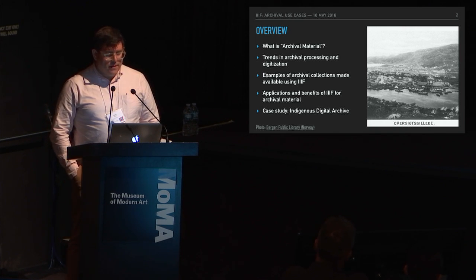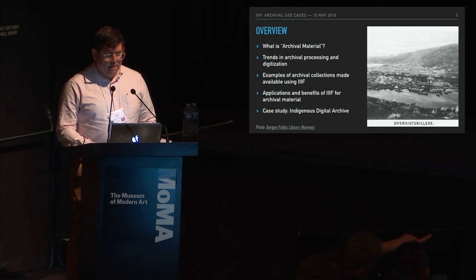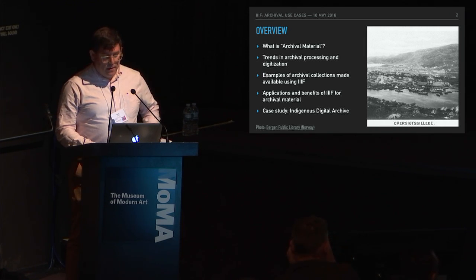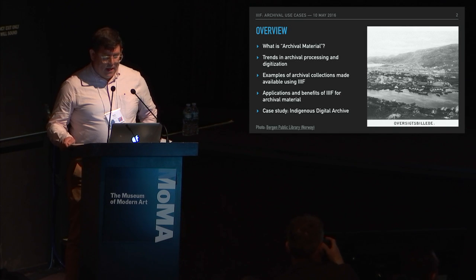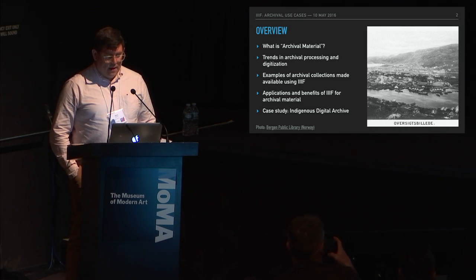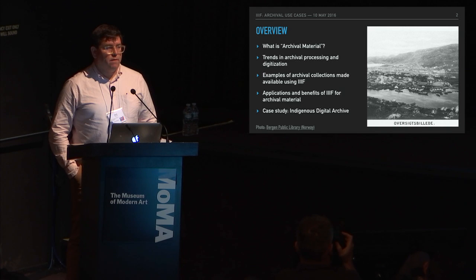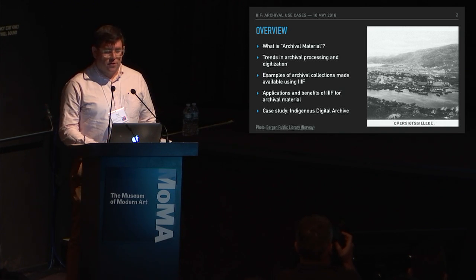We'll then review a small number of example collections of archival materials that have been made available over IIIF as well, and then consider applications and benefits of using IIIF for archival collections. These considerations will include aspects of improving access, use and reuse, and potentially management of archival material. We'll also look at a couple of quick demos. Finally, we'll investigate a specific case study of IIIF as applied to archival material by reviewing the work underway on the Indigenous Digital Archive project.